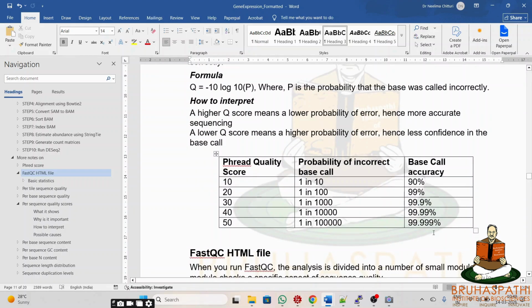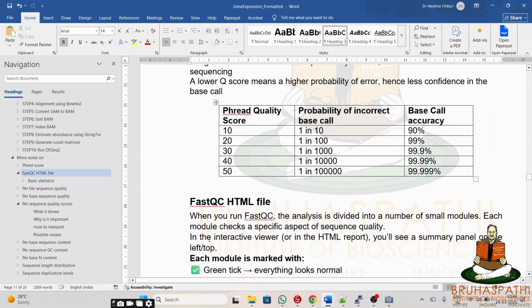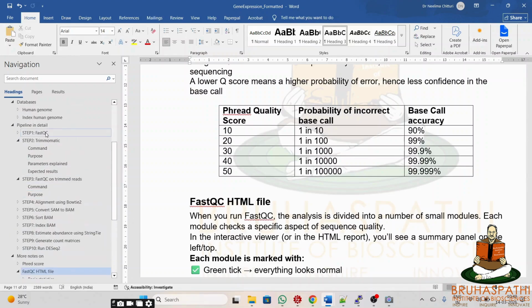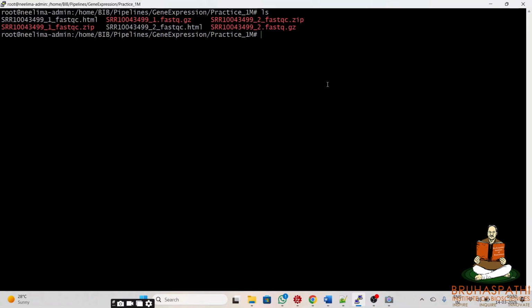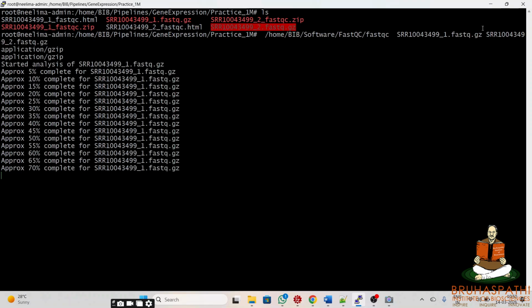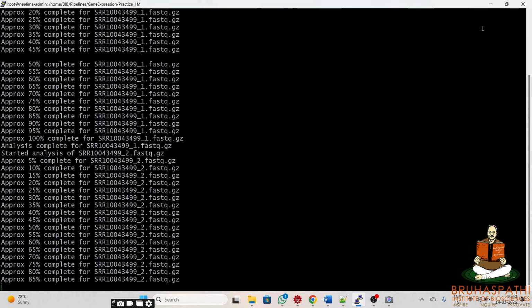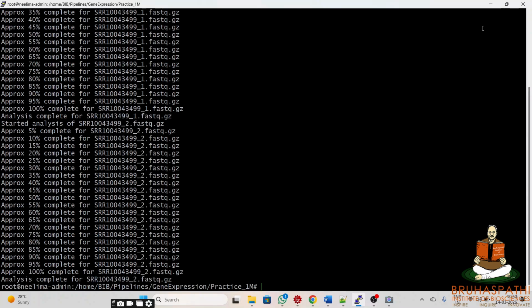It's impossible to determine the quality of all these sequences manually. So we have a tool called FastQC which helps us to determine the quality of the file. Let's run the FastQC command. This is the tool FastQC. It's located in this particular location on our server, and we are passing both the files. Now the FastQC analysis is done on both the files, and we get 2 files as we discussed yesterday, a zip file and an HTML file.